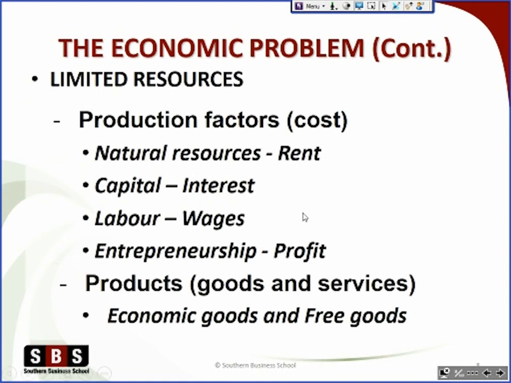The economic problem continues. The limited resources comes in the fact that there are natural resources, capital, labor, and entrepreneurship. So you've got to just go through the presentation and make sure that you understand what that means. Products, goods, and services is classified normally, and there are questions on the different types of goods and services. So we're going to start by economic goods and free services. You've got to know what that is.